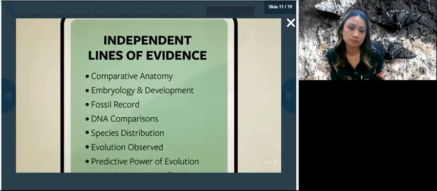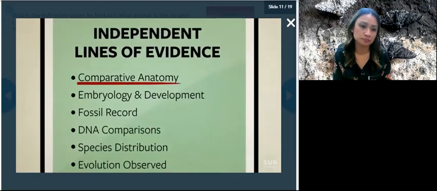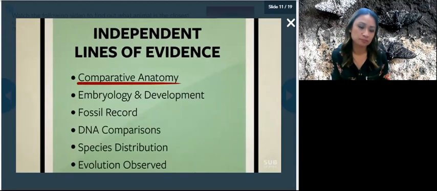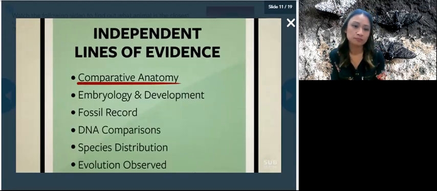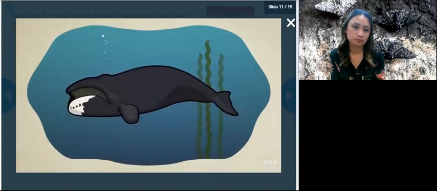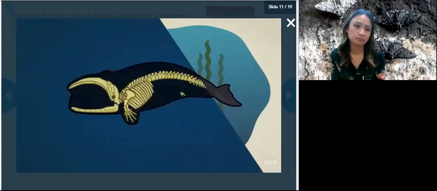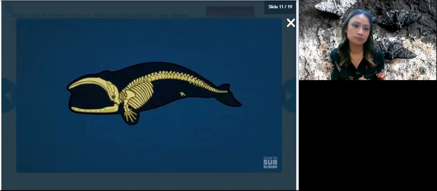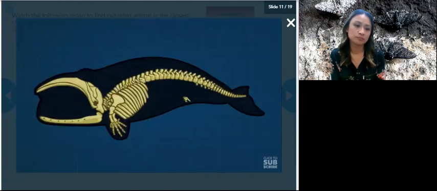We'll start by looking at a few from the field of comparative anatomy, the study of differences and similarities between living things. Whales live in water, and from a distance, they sort of look like giant fish. A close inspection of their anatomy, however, tells us a very different story.